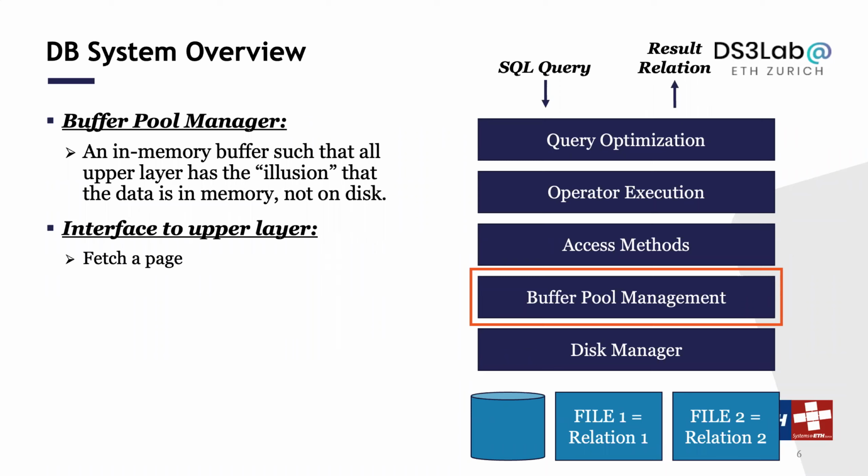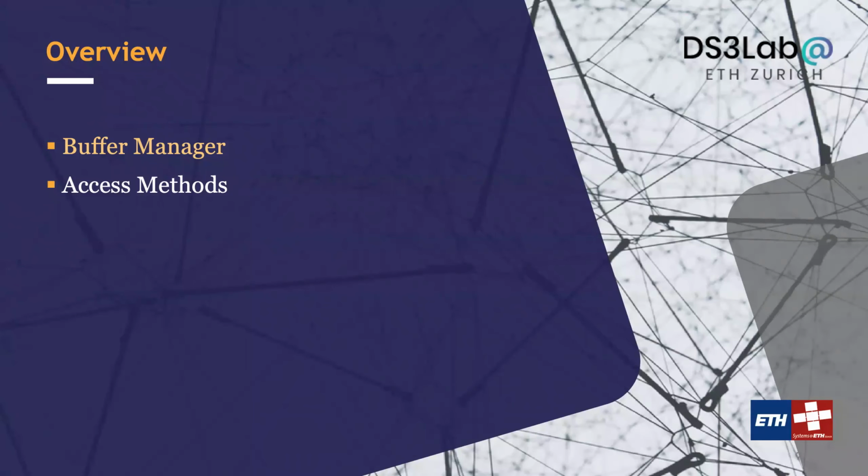So the interface to the upper layer is as follows. The upper layer can ask the buffer pool manager to fetch a page. If that page is in the main memory buffer, the buffer pool manager will just return that page. Otherwise, it's going to fetch it from the disk manager, from the hard drive to your main memory, and return the call. And it can update the page and so on and so forth. So let's talk about the buffer manager first. And then in the second half of this lecture, we are going to talk a little bit about the access method.